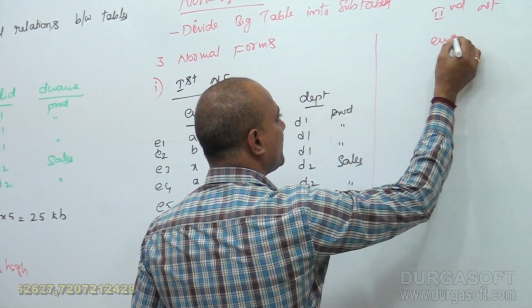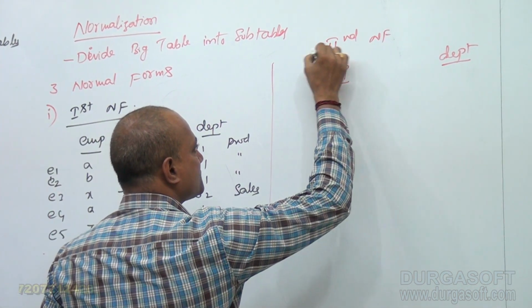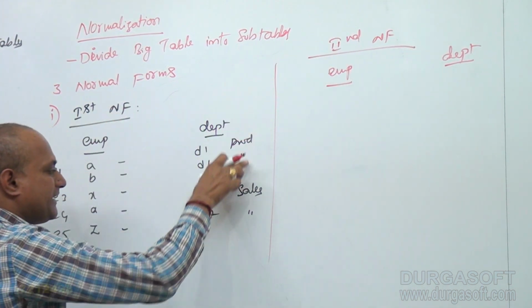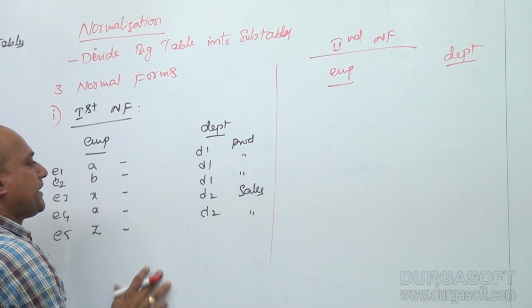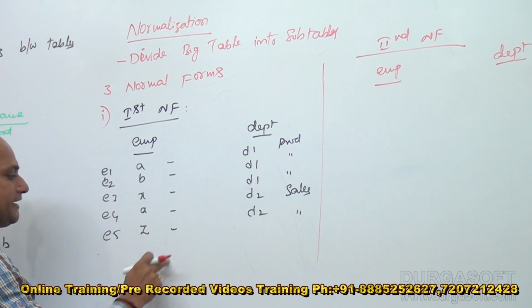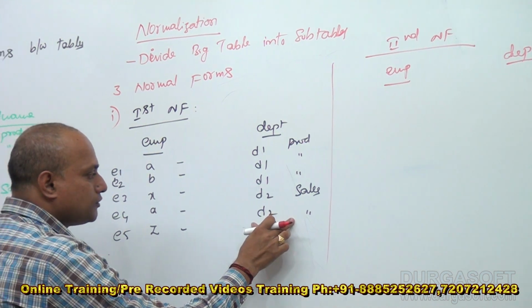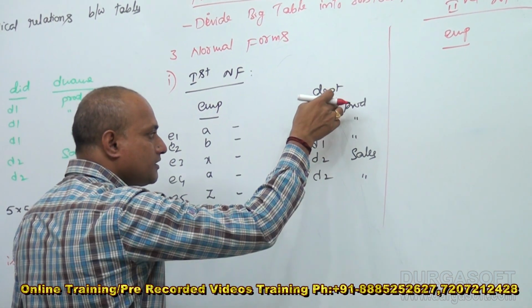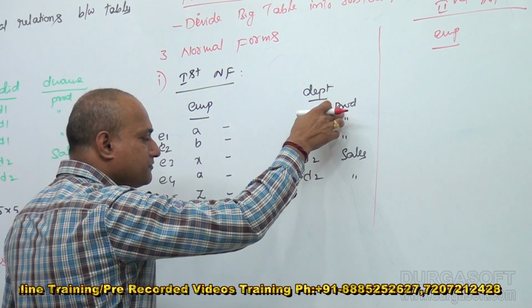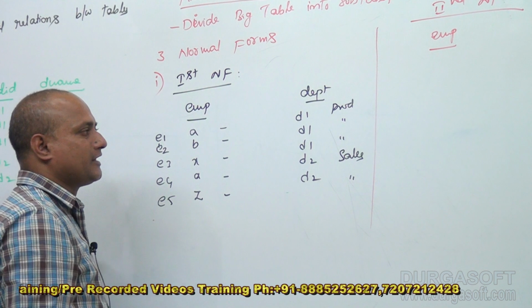Here, employee table, department table. So what is the use of second normal form? Remove duplicate records and define primary keys. Do you have any duplicate records here in EMP? No duplicate records. And here you are having duplicate records. We need to maintain department information one time. That's enough. No need to maintain it multiple times.